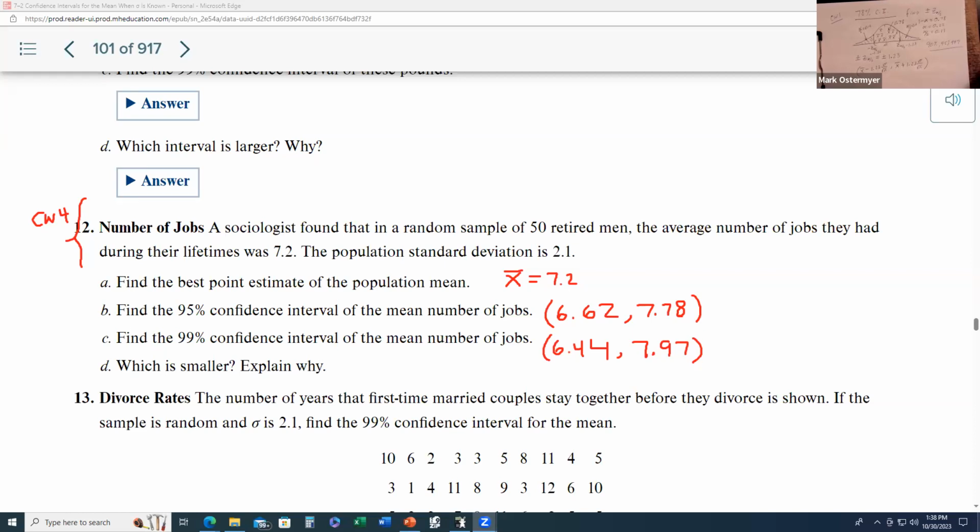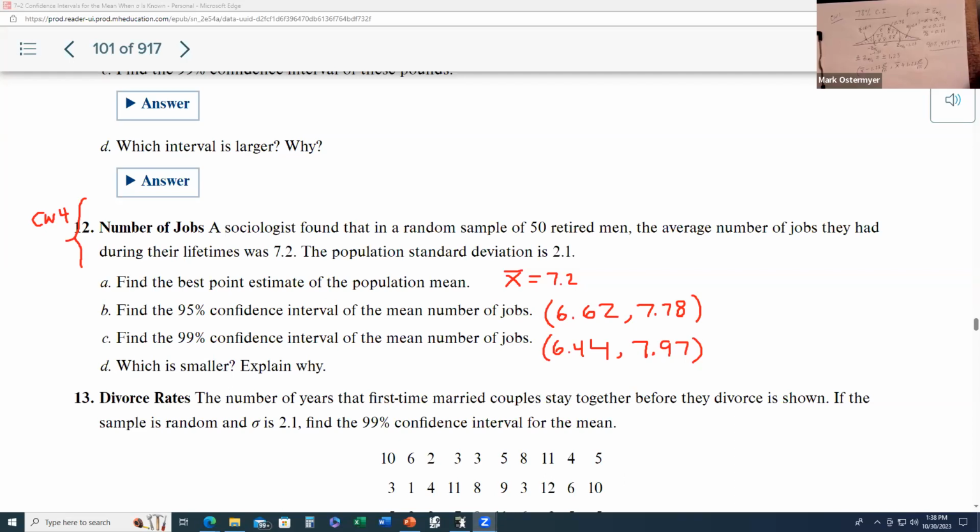Okay, so a best point estimate for the unknown population mean would be the sample mean, which would be 7.2. But the problem with that is that we don't have any measure as to how accurate that is. Could be pretty close, could be very close to the unknown population mean, but it could also be very far away. We don't know. That's why we build in confidence intervals, right? So 95% confidence interval, I got those endpoints, and for the 99% confidence interval, I got those endpoints.